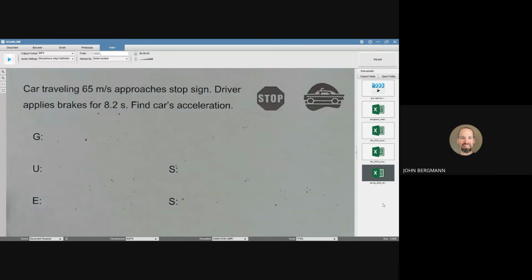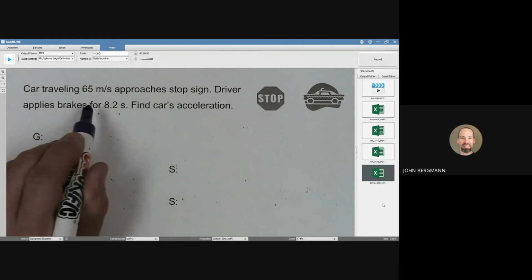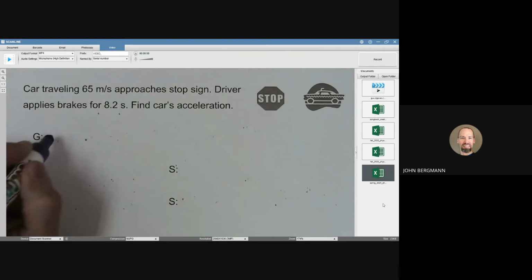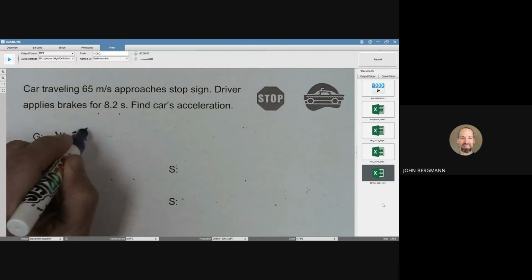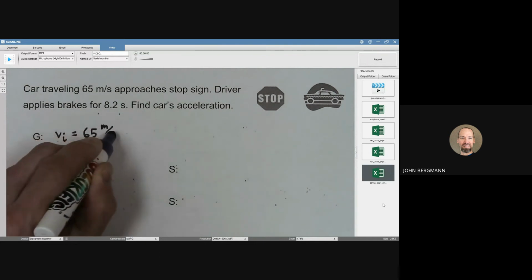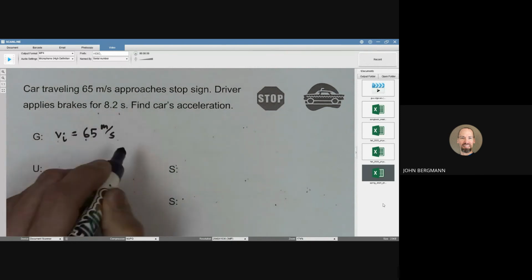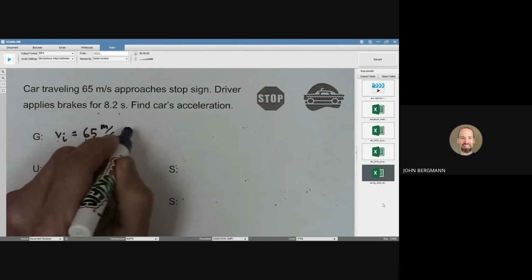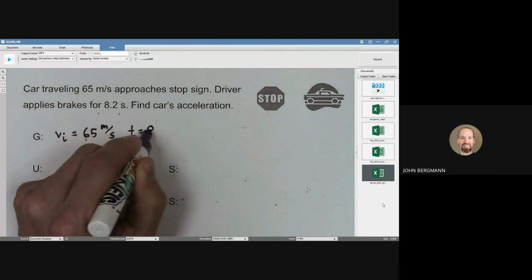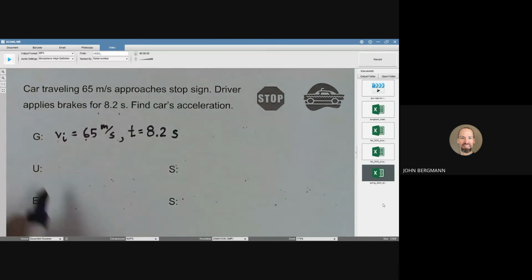Let's try another one. Here we have a car traveling 65 meters per second, and it approaches a stop sign. The driver applies the brakes for 8.2 seconds. Find the car's acceleration. We start off with the car already moving at 65 meters per second. That looks like an initial velocity, which incidentally, 65 meters per second is very fast for a car. It approaches a stop sign. The driver applies the brakes for 8.2 seconds. So clearly that is a time. We're looking for the car's acceleration. So that is the unknown variable.